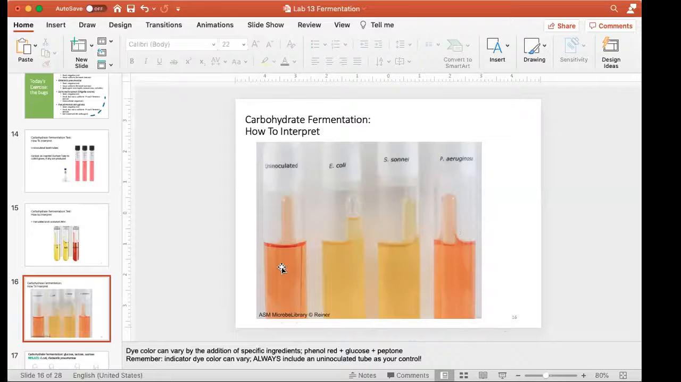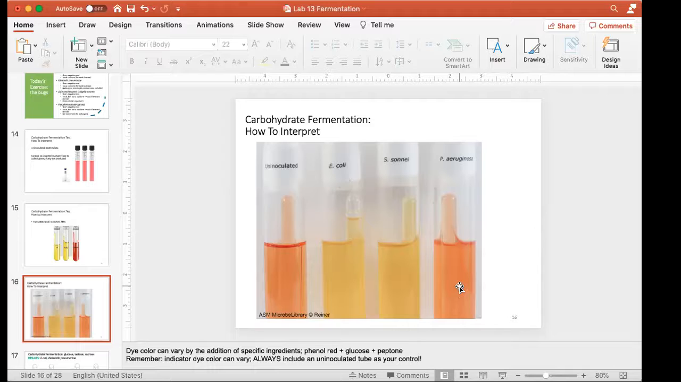You can imagine that if you hadn't put this tube in the incubator, if you had left the control tube out and just run your tests, somebody might look at this tube and think, oh, well, that's not red. I mean, it's not yellow either, but it's not red. No, it's not red, but it's the same color as the uninoculated medium, as the medium at the beginning. So there has been no pH change in that Pseudomonas tube, and that tells us that fermentation did not occur in that tube.